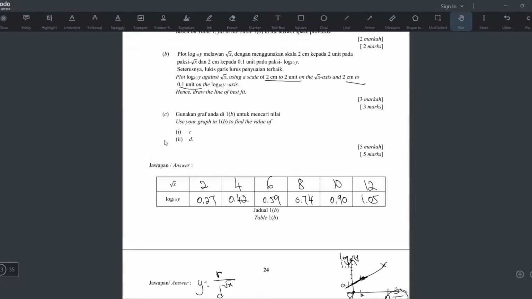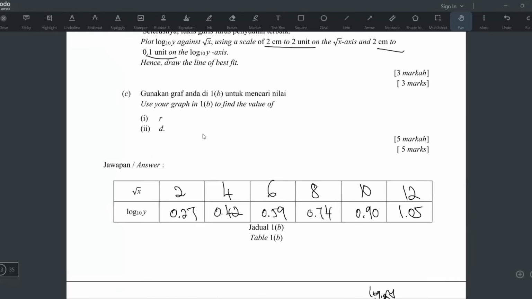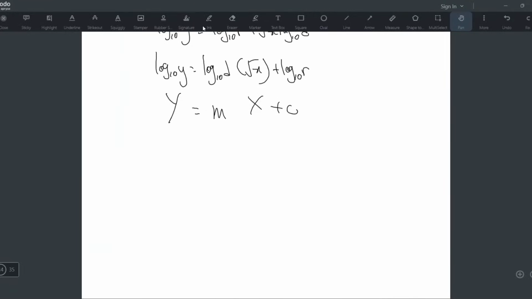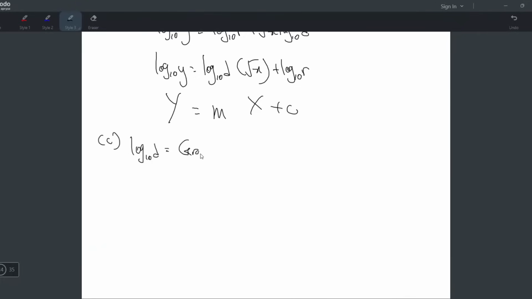Now we can do C. Okay, use your graph in 1B, find the value of R and D. This one you have to refer to your linear form equation. When you do part C, you have to find R and D, and you have to tengok your gradient daripada equation. So log 10D is the gradient. And then log 10R, that is the y-intercept. But the y has to use rho besar. Yeah, you have to write the big Y.